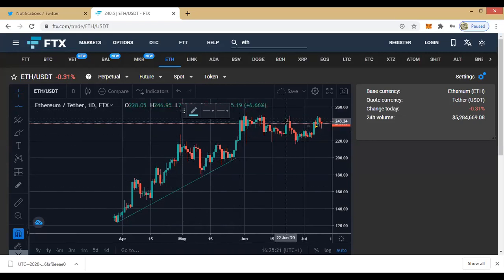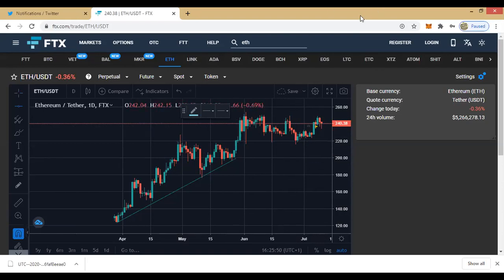Now the next letter, A, is area of value. If you actually look at this now, you see that the price is closer to the resistance than it is to the support. So the area of value here is that the price is at the resistance region. Just by looking at it, you already know the price is quite close to the resistance region. So our area of value is that it's at the resistance.